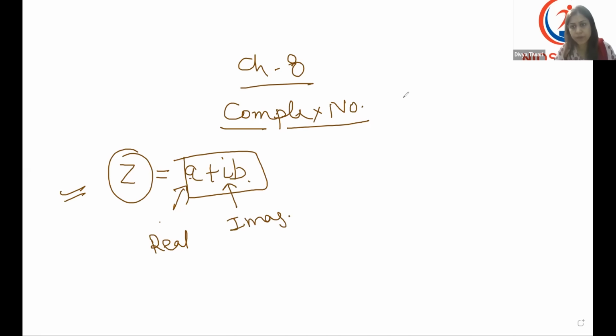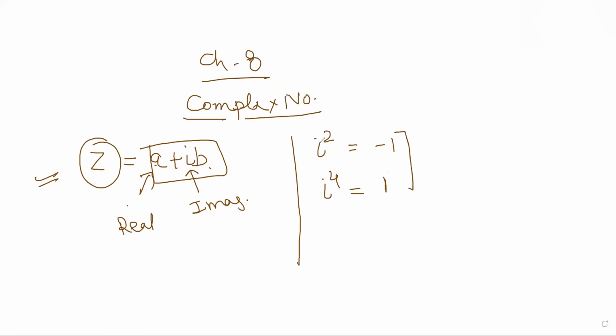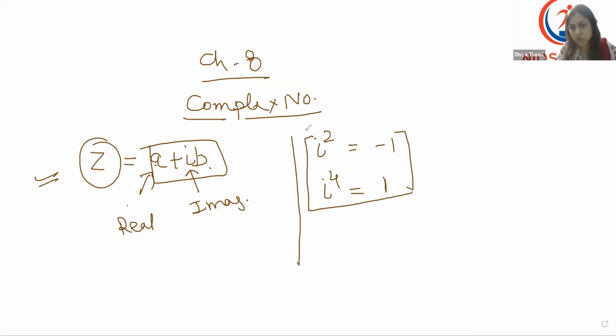Okay, now proceeding further, we have to remember only two values: iota square is equal to -1 and iota power 4 is equal to 1. You have to always keep these two values in mind. If you are clear on them, then you can find a 1 mark question from this topic. So please note these things down, then I will take a question which you can find in your examination.